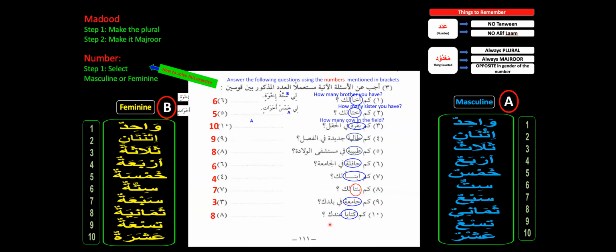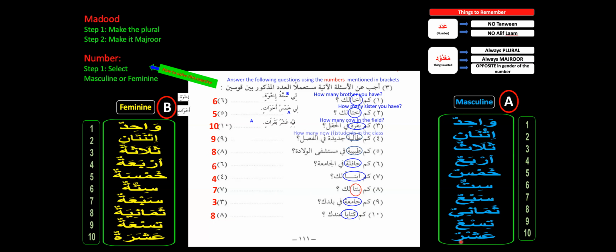Kam baqaratan fil haqli. How many cows in the field? In English you say cows, but the word-to-word translation is not plural, so you can say how many cow in the field. Fi ashru baqaratin. Why did you choose this number 10, masculine ashru and not asharatu? The reason is because you are counting the cow, and the cow in Arabic is a feminine word, baqaratun.